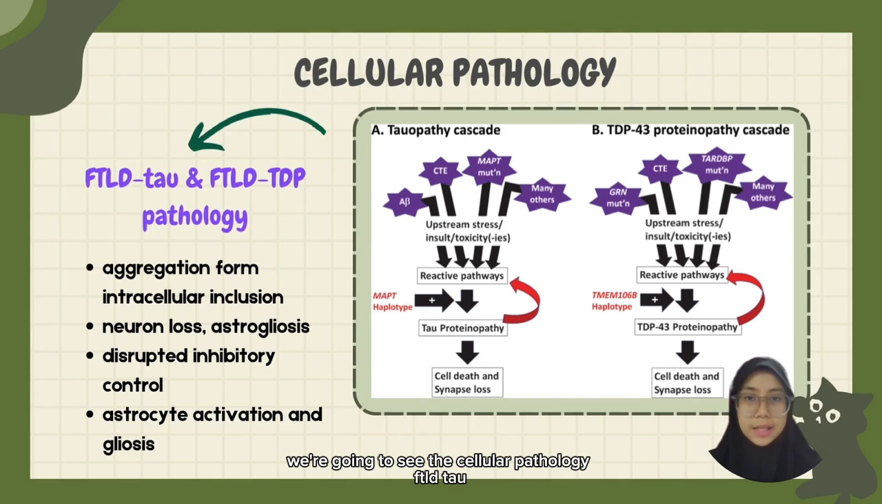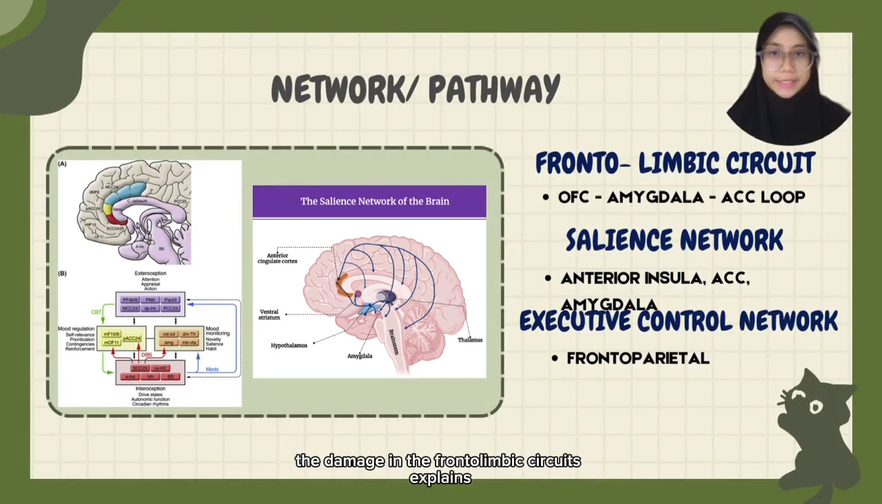Next, we're going to see the cellular pathology. FTLD-tau and FTLD-TDP aggregate to form intracellular inclusions. This causes neuron loss, astrogliosis, disrupted inhibitory control, and astrocyte activation and gliosis. The damage in the frontal limbic circuits explains impulsivity and inappropriate social behavior, while the damage in the salience network explains the failure to assign salience, contributing to disinhibition. The dysfunction of the executive control networks leads to poor executive regulation.